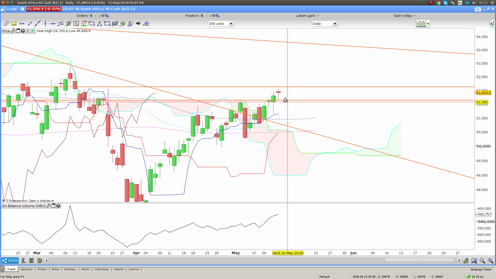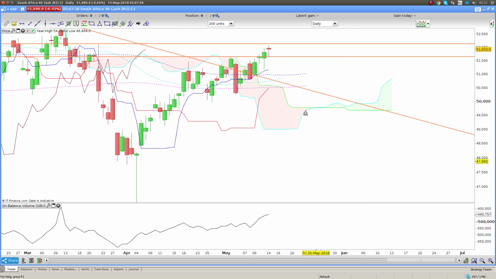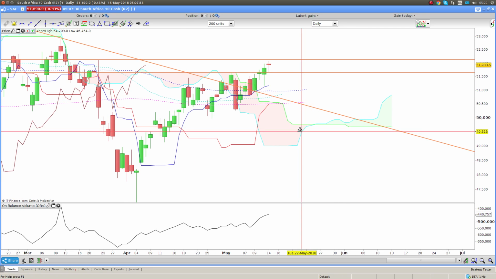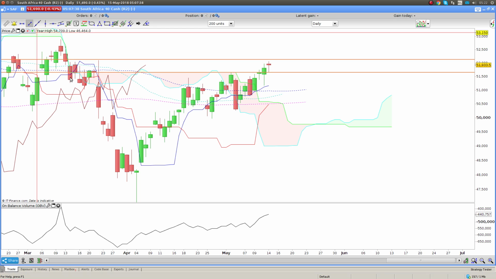If we break to the downside here, then we're going to start attacking this tail here, and there's a daily gap here as well. So the big question here, let's just get rid of this one, and let's just get this.